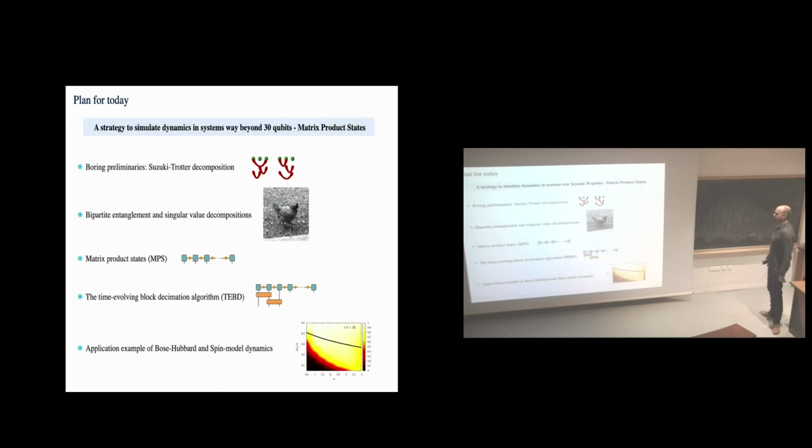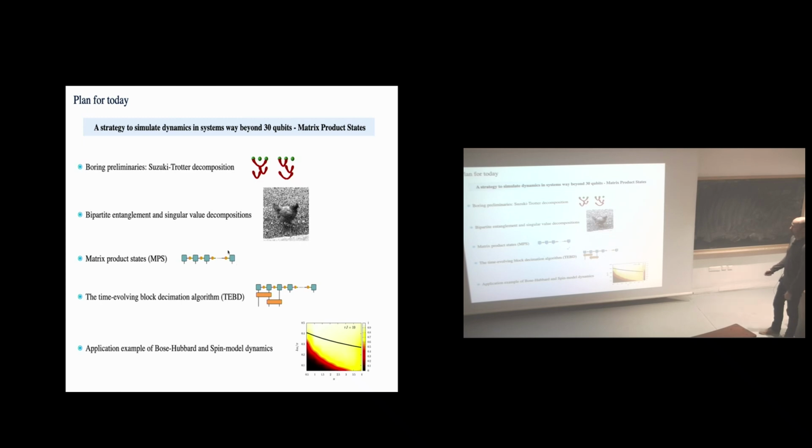So this brings me to the plan of today. I want to show you a strategy to go to systems way beyond 30 qubits, using matrix product states. First, some preliminaries. This is going to be quite short, but I want to introduce the Suzuki-Trotter decomposition. Then the most important part is probably the fundamental idea of how to compress quantum states. I'll introduce bipartite entanglement entropies and the singular value decomposition as the key concept of all of these DMRG MPS methods.